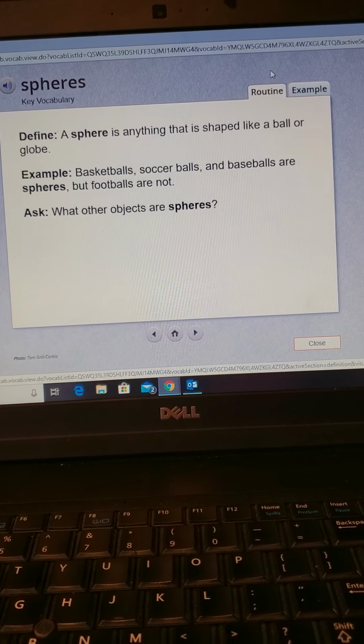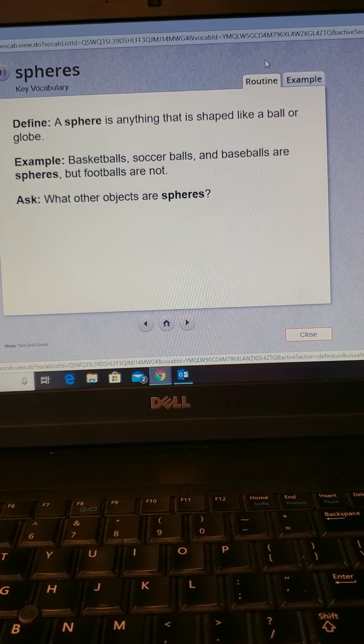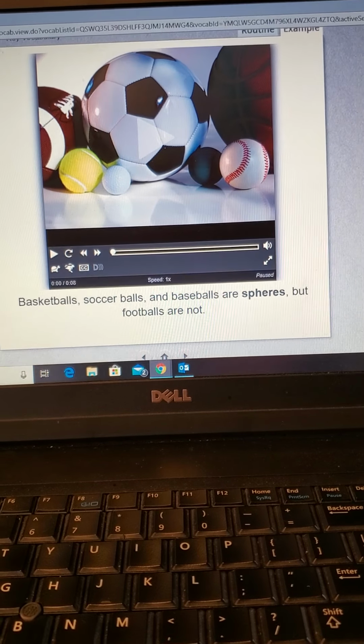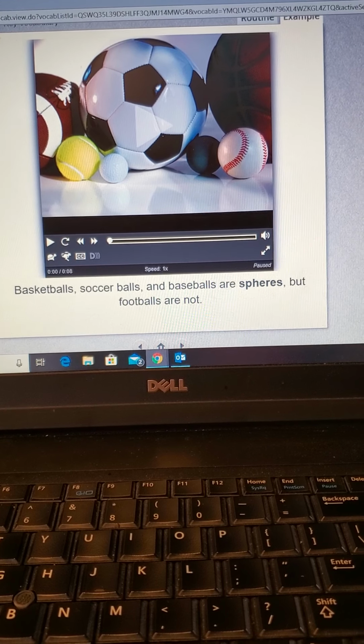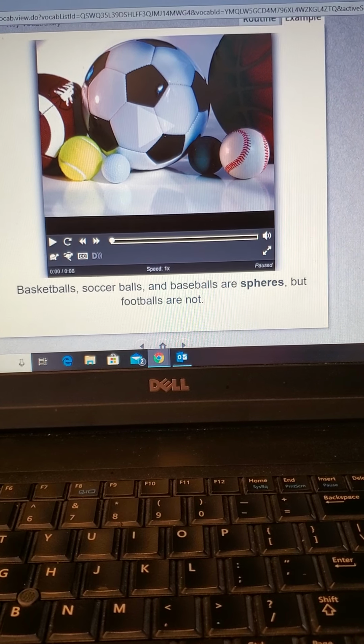All right, spheres. A sphere is anything that is shaped like a ball or globe, as my kids are laughing at me. Basketballs, soccer balls, and baseballs are all spheres, but footballs are not.